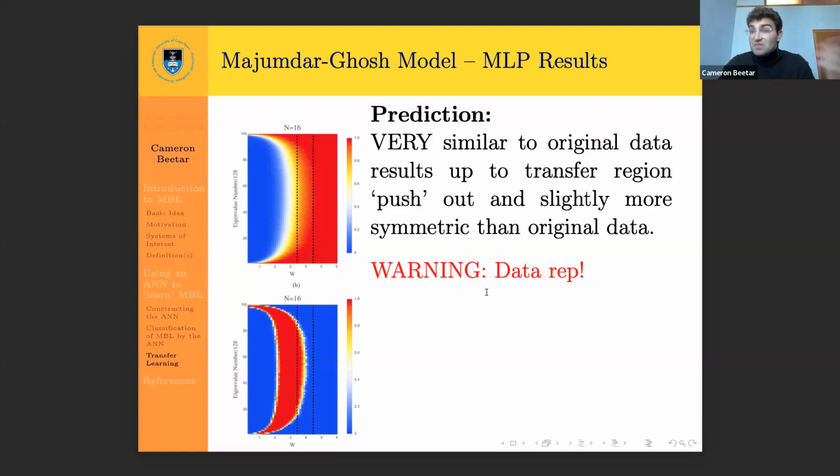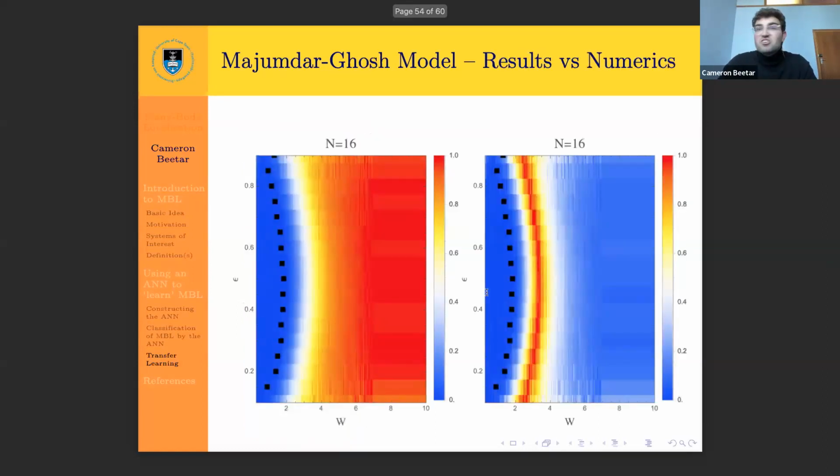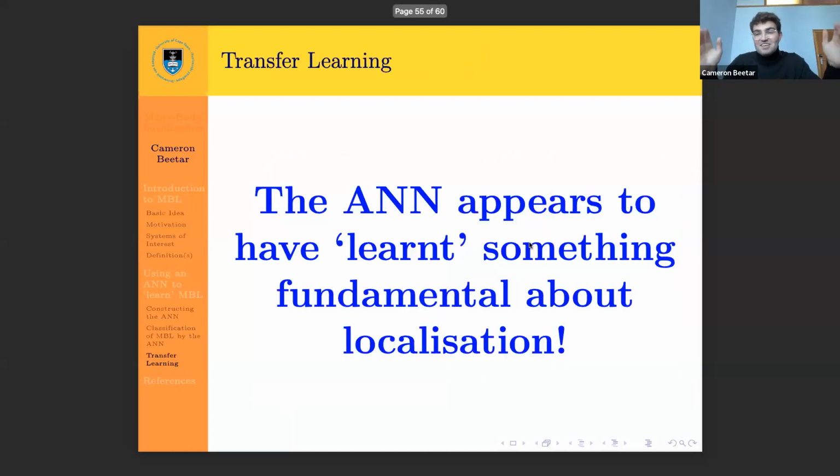And so what do the numerics tell us? Well, the numerics tell us approximately the same thing: if you study this model and ask where the transition region is, it's pushed out to around 3. So that transition region that originally was around 1.5 is now at about 3. And so this is, I wouldn't quite call it miraculous, but a very, very interesting result, because the neural network appears to have learned something fundamental about localization that is not unique to the ring topology we started with.